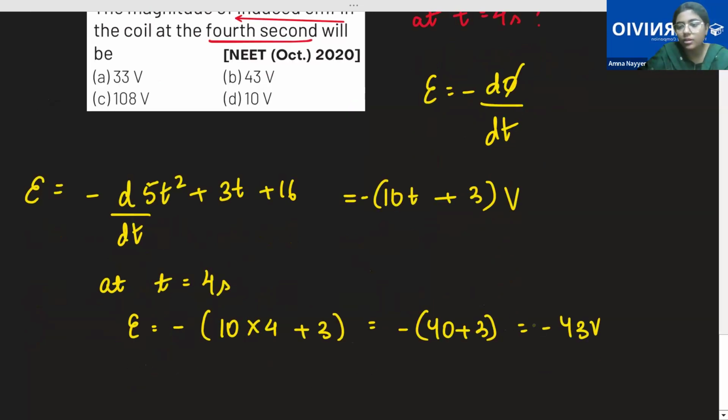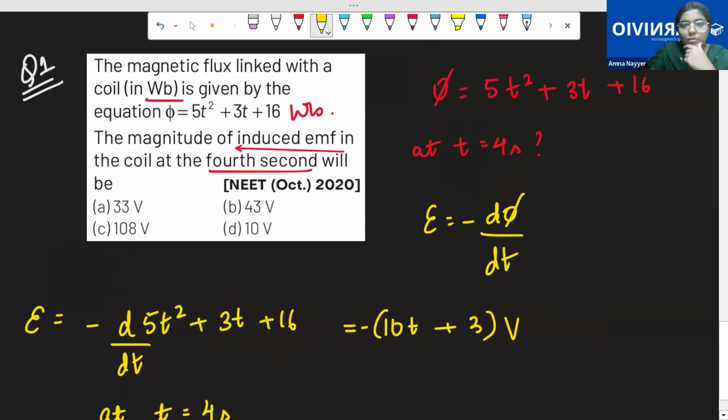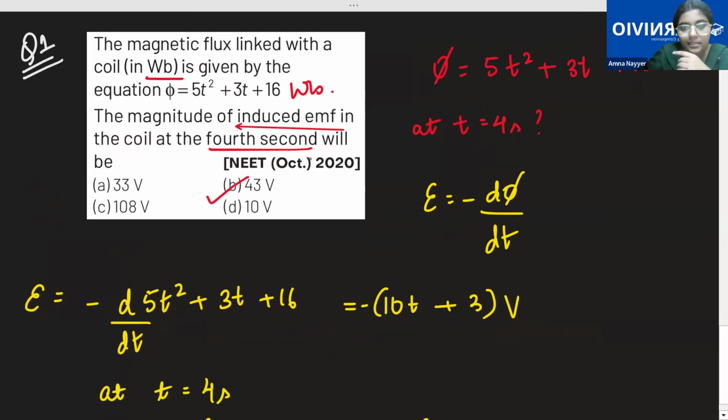Now we know the minus sign is for Lenz's law. 43 is its magnitude, and the question has given us only the magnitudes as the options. So this will be correct. Here, B, 43 volt will be the answer. Okay, write it. This is a question from 2020's paper. Please write it.